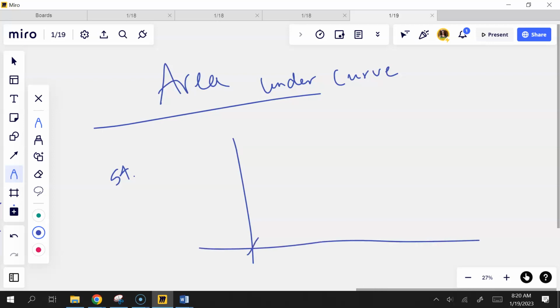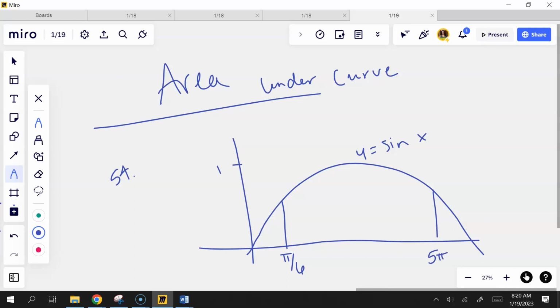You have this graph. Y equals sine x, pi over 6, 5 pi over 6. Find the area of the shaded region. Any thoughts or ideas?